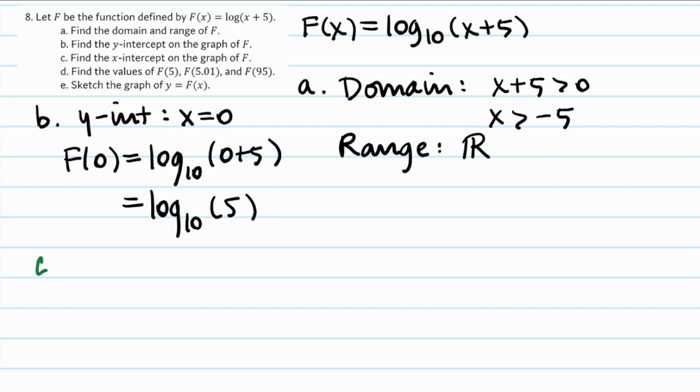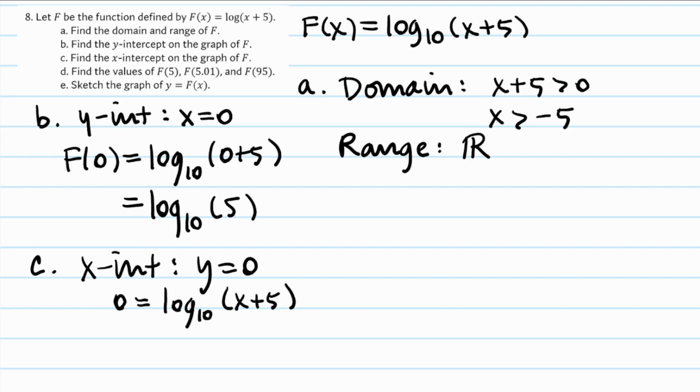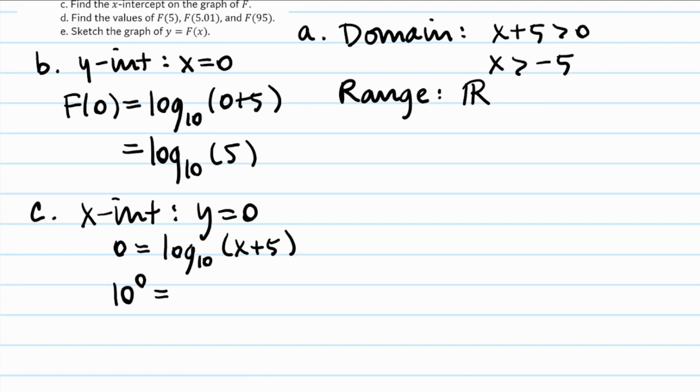C is asking for the x-intercept. So for C, it's going to be the x-intercept. That's where y is equal to 0. So f of x equals 0 if 0 equals the log with base 10 of x plus 5. Let's go back to the definition of a log to write this as an exponential relationship. The base of the log is the base of the exponent. The number that's equal to the log is the exponent, and that's equal to the argument.